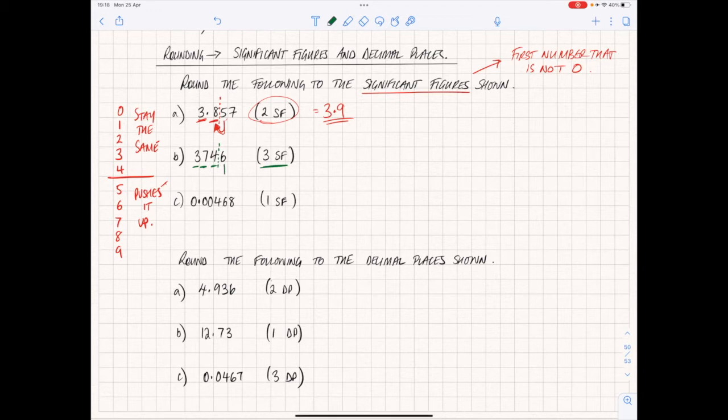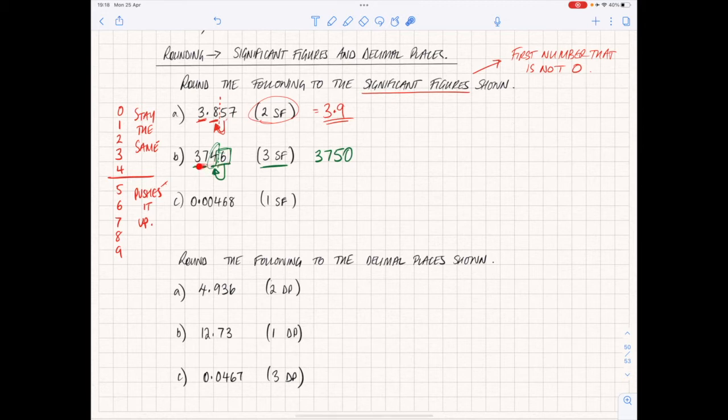There's no decimal involved here, but you're still thinking to yourself, how does this 6 affect the 4? Well, the 6 affects a 4 by pushing it up to a 5. So that becomes 375. But because there's no decimal, I still need this value here. This 6 now turns to a 0 because it's before the decimal place. In the previous example here, anything after that second significant figure becomes irrelevant because it's after a decimal place.